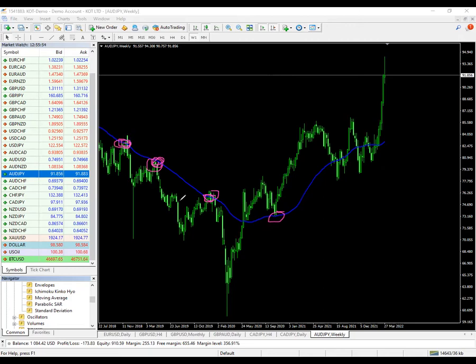Do you see that? So this one becomes resistance, and this one here becomes support. So this is support, this is resistance, this is resistance, this is resistance. I would advise that if you want to do this, maybe do it on the higher time frames. But if you want to do it on the smaller time frames too, that is fine. That would depend on which one works better.